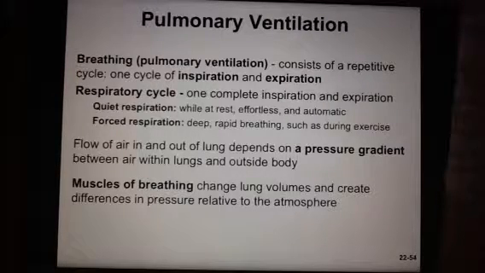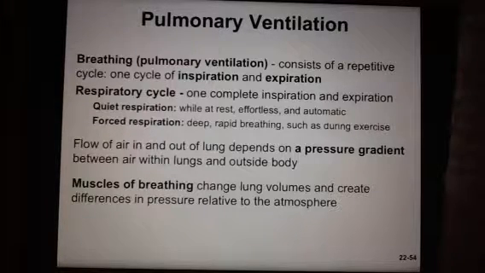This video is going to focus on respiration and the physiology of the respiratory system. So we're going to start with pulmonary ventilation, which is what we all call breathing. It consists of a repetitive cycle. It is one cycle of inspiration and expiration, which we're going to define. The respiratory cycle is one complete inspiration and expiration.